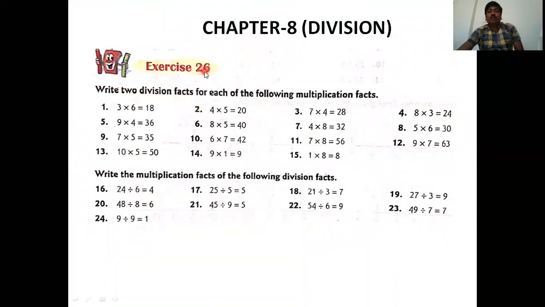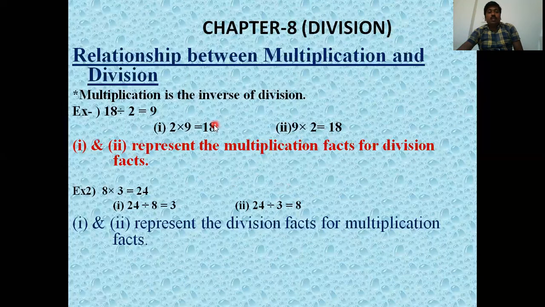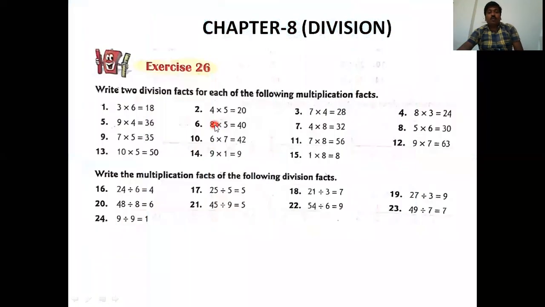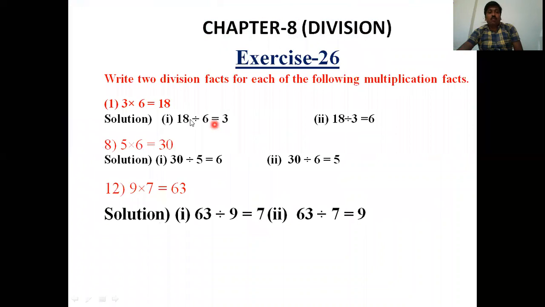Exercise 27. This exercise is taken from your book, Composite Mathematics 3. Now write two division facts for each of the following multiplication facts, and write the multiplication fact for the following division fact. We have already learned this in the examples. Now how can we do this type of question? Let us take question number 1.